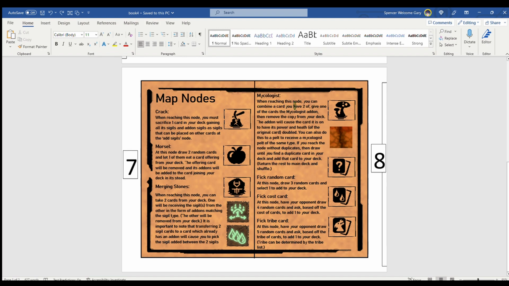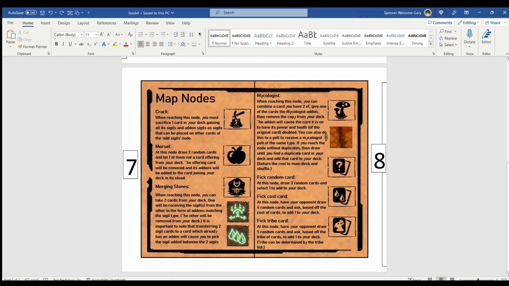Mycologist. When reaching this node, you can combine a card you have 2 of, give one of the cards the Mycologist add-on, then remove the copy from your deck. The add-on will cause the card it is on to have its power and health of the original card doubled. You can also do this to a pelt to receive a Mycologist pelt of the same type. If you reach the node without duplicates, then draw until you find a duplicate card in your deck and add that card to your deck. Return the rest to the main deck and shuffle.